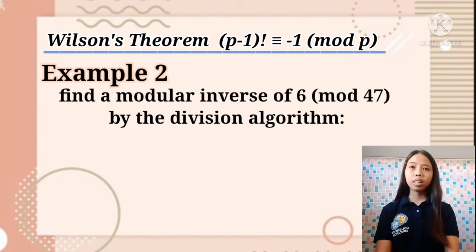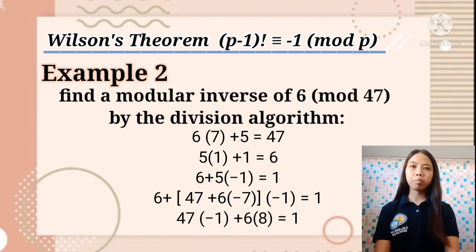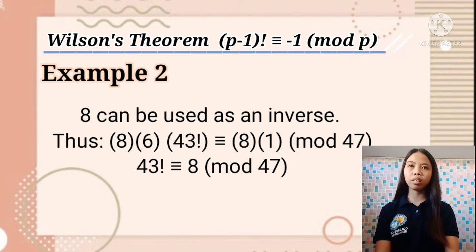Now, let's find a modular inverse of 6 modulo 47 by the division algorithm. 6 times 7 plus 5 is equal to 47. 5 times 1 plus 1 is equal to 6. And 6 plus 5 times negative 1 is equal to 1. And 6 plus (47 plus 6 times negative 7) times negative 1 is equal to 1. And 47 times negative 1 plus 6 times 8 is equal to 1. Hence, 8 can be used as an inverse.